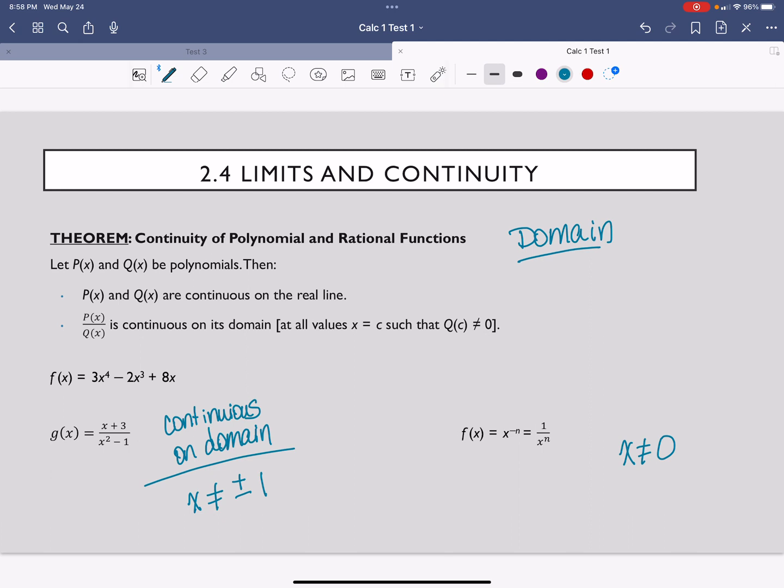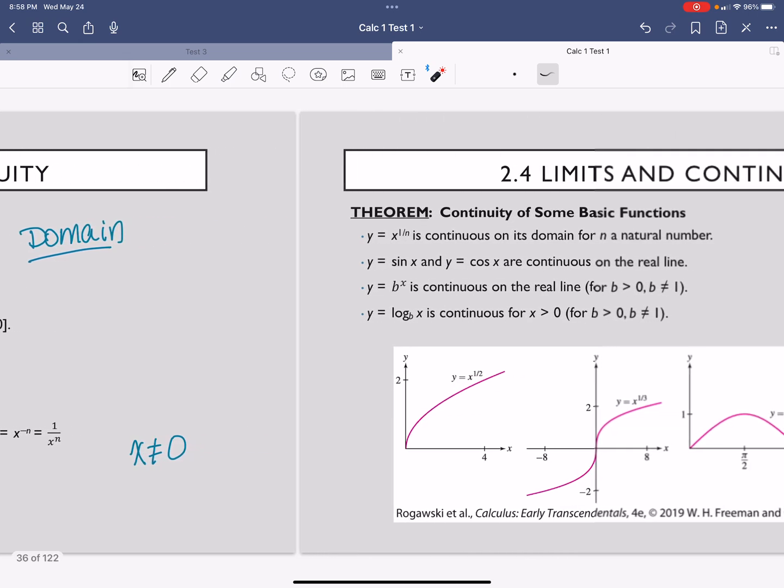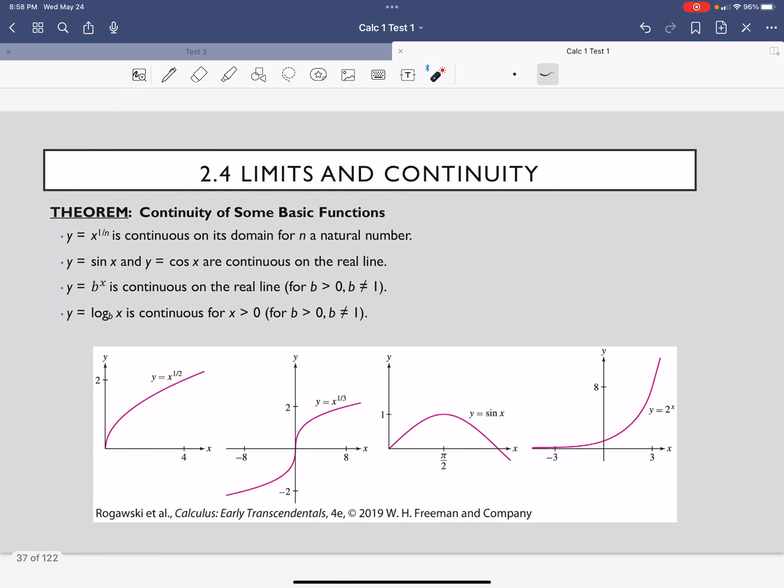It's not continuous at x equals 0, just like this one is not continuous at plus or minus 1. Okay, so here is some basic functions that we'll be looking at, and we'll be able to look at the continuity for these. So this right here is 1 over n. 1 over n, okay?